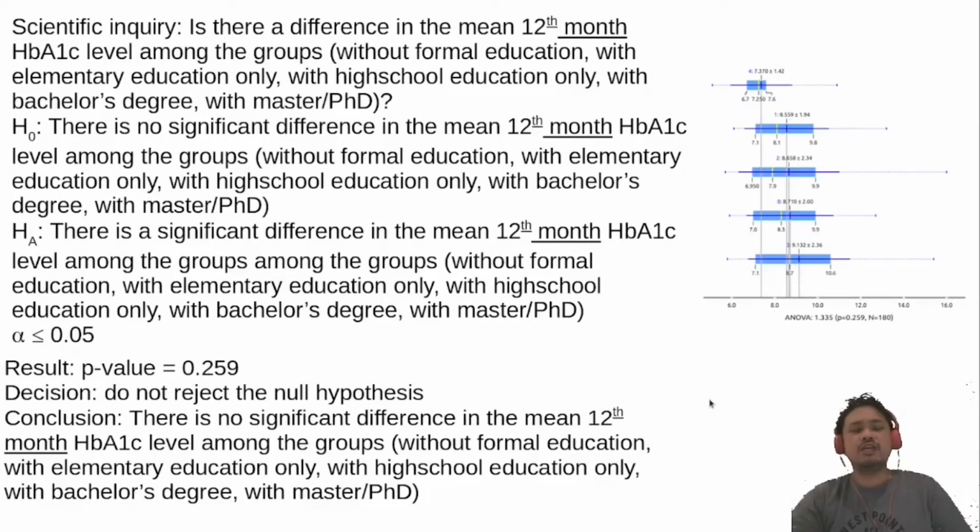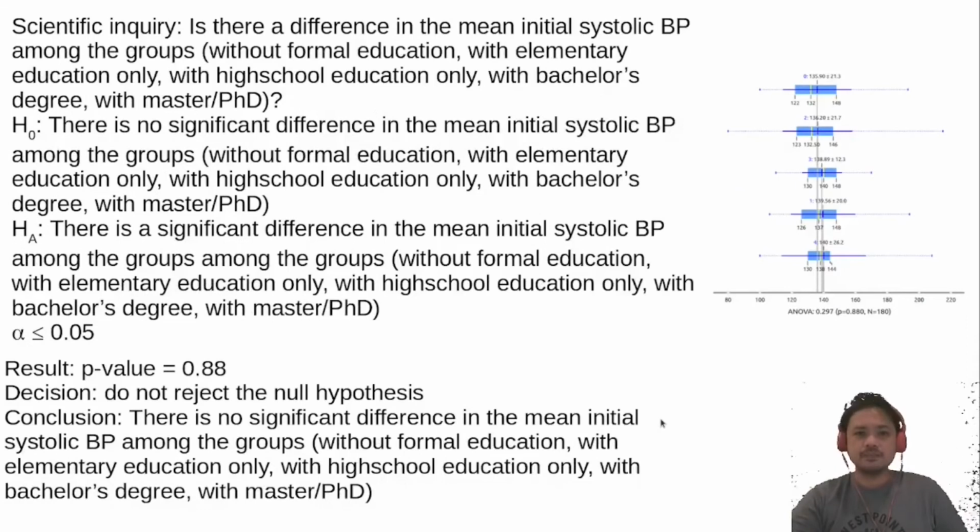How about the average HbA1c level after 12 months? Here in the box plot, group 4 has lower HbA1c level compared to other groups. However, this is not significant because the p-value is 0.259, which is bigger than our alpha. We will not reject our null hypothesis, and we can conclude that there is no significant difference in the mean 12-month HbA1c level among the groups. Next, we now go to our mean initial systolic blood pressure.